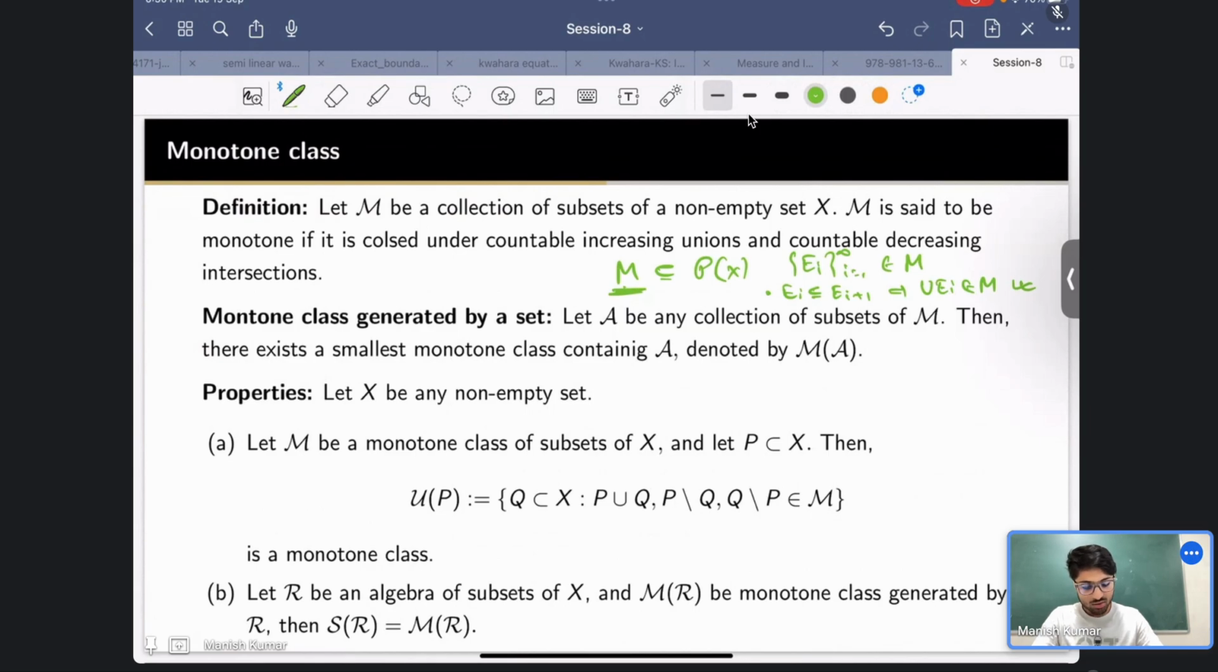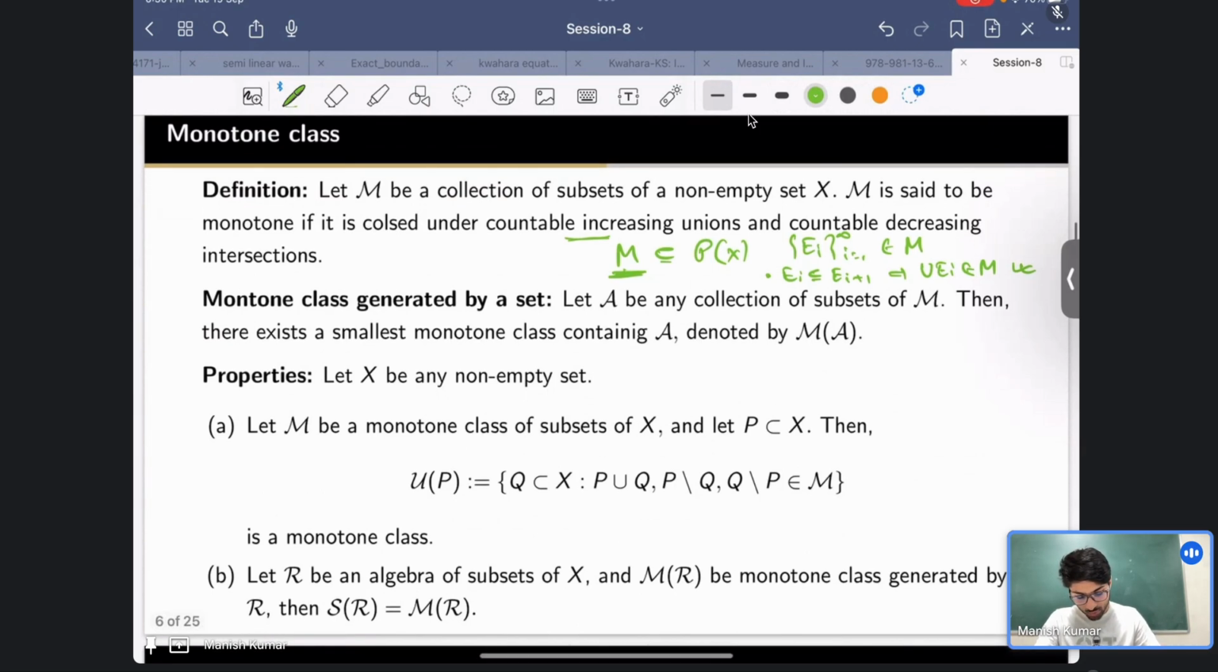So this is what it means to be closed under countable intersection. Now the monotone class generated by a set is nothing but the smallest monotone class which contains that set, in a similar way to how we define the sigma algebra generated by some set S, which is the smallest sigma algebra containing S. In the same way, we can define the monotone class generated by a set. Let's state a few properties of that.